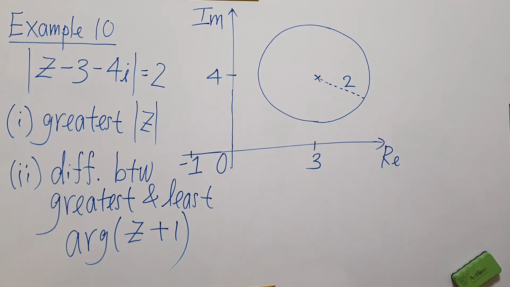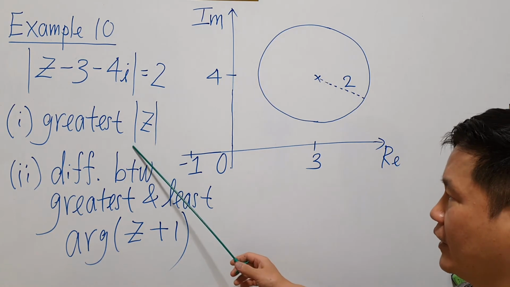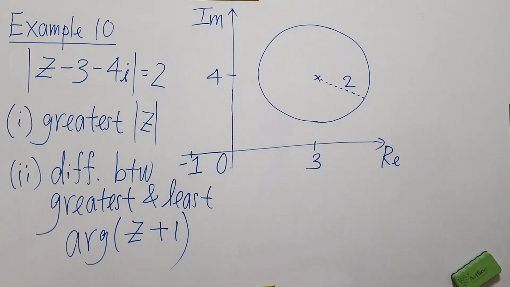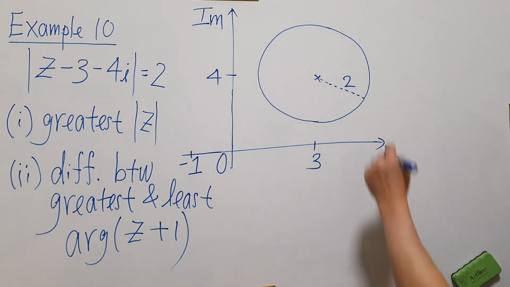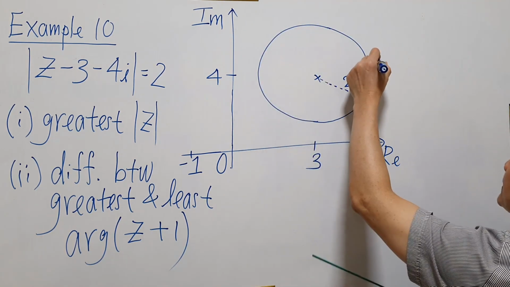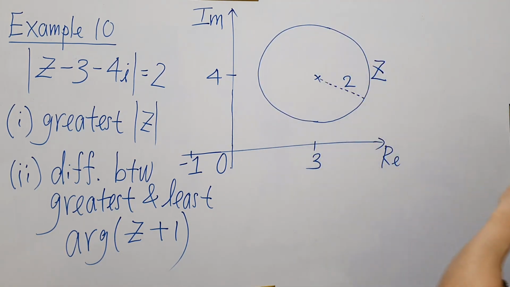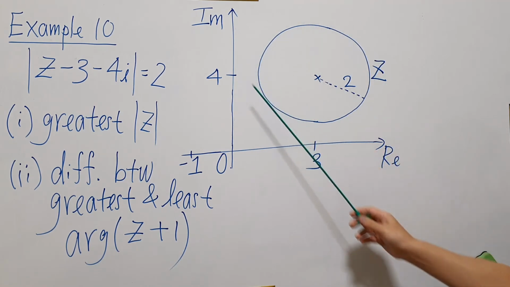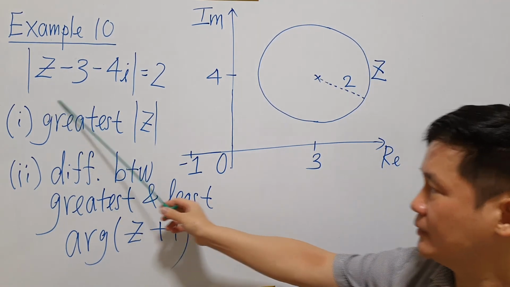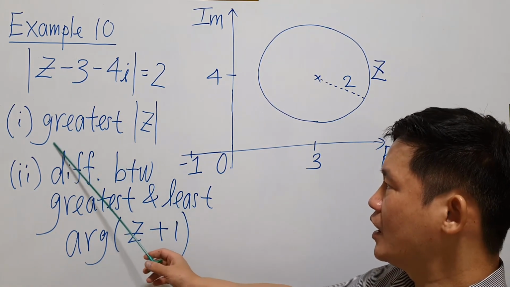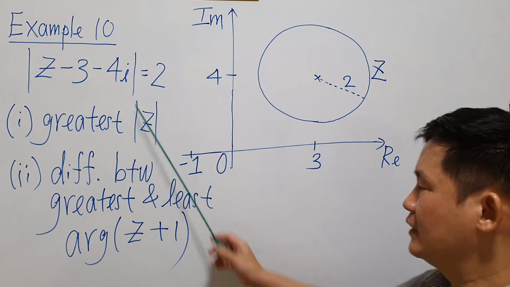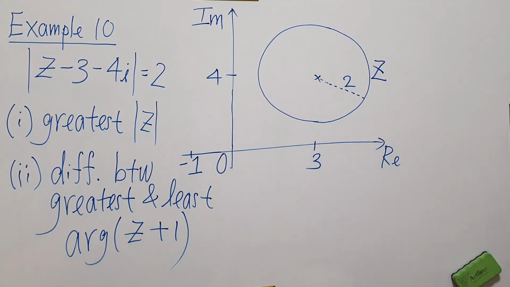In part 1 of this question, it asks you for the greatest mod z. You want to realize that the complex numbers z are actually points on the circumference of this circle. So all points on the circumference of the circle satisfy this equation. And among all these possible z, you want to find the one that will give you the greatest modulus of z. In fact, you want the greatest value of mod z itself.